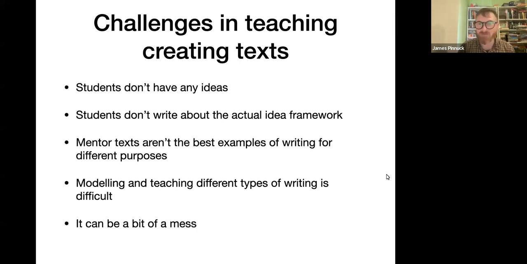Another challenge that you may have come across this year, if you've been teaching Unit 3 and 4, is that the mentor texts which are listed for study aren't actually the best or most accessible examples of writing to demonstrate to students the different purposes with which they can write. And on that, modeling and teaching different types of writing can be difficult. There are 4 different purposes. How do you model all of those different purposes and the kind of text types that you can use to achieve those purposes?